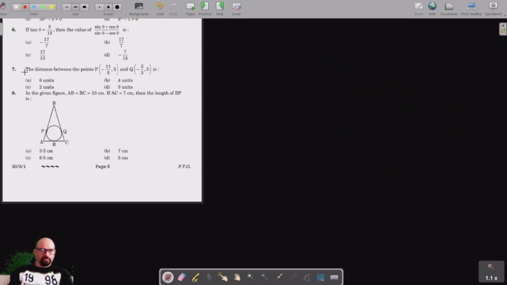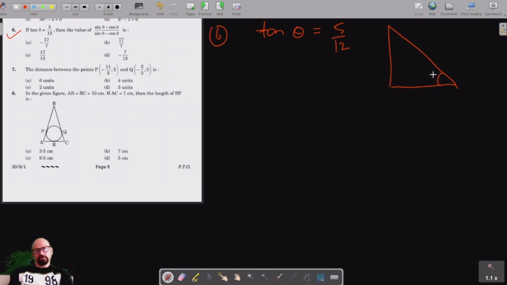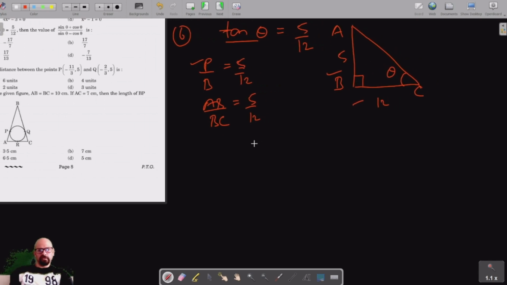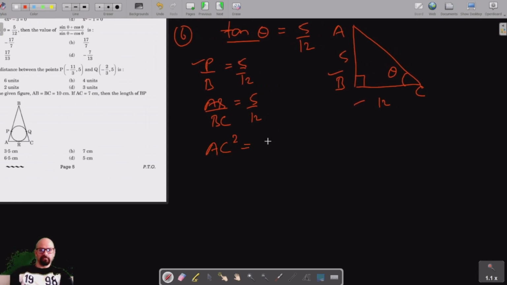Okay, for question number 6, it's given that tan theta is equal to pi by 2. Sorry, tan theta is 5 by 12. If we consider theta to be the base angle in this right angle triangle, then tan theta is perpendicular by base, which is 5 by 12, where perpendicular is AB and base is BC. So AB and BC are given, and we know how to get AC by using the Pythagoras theorem.